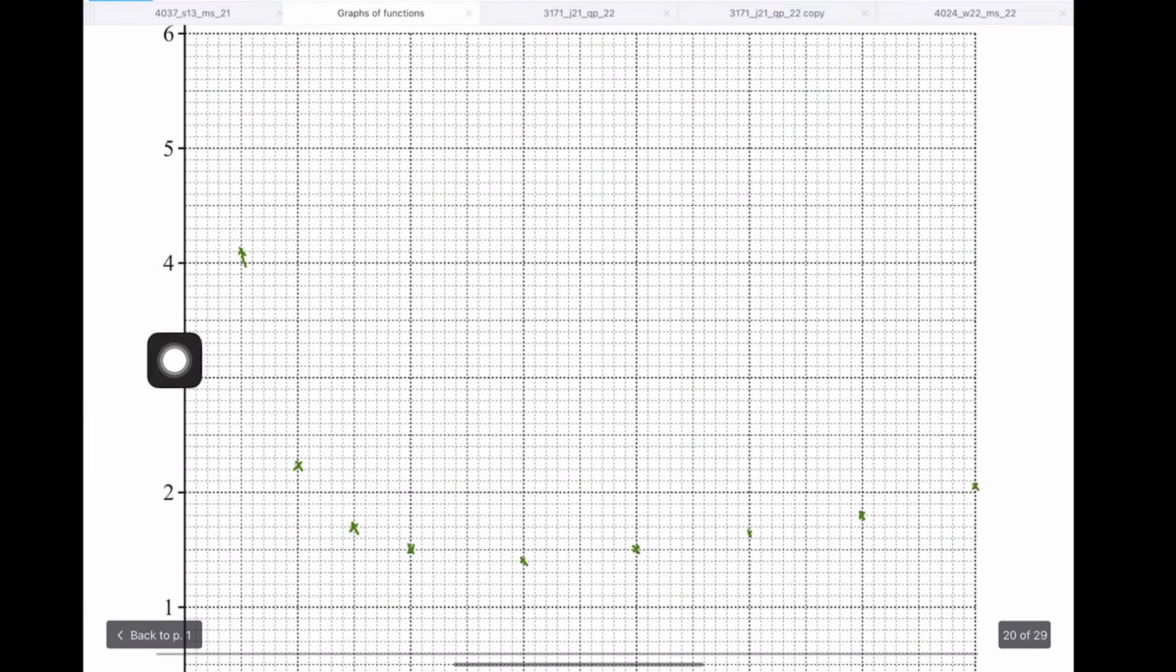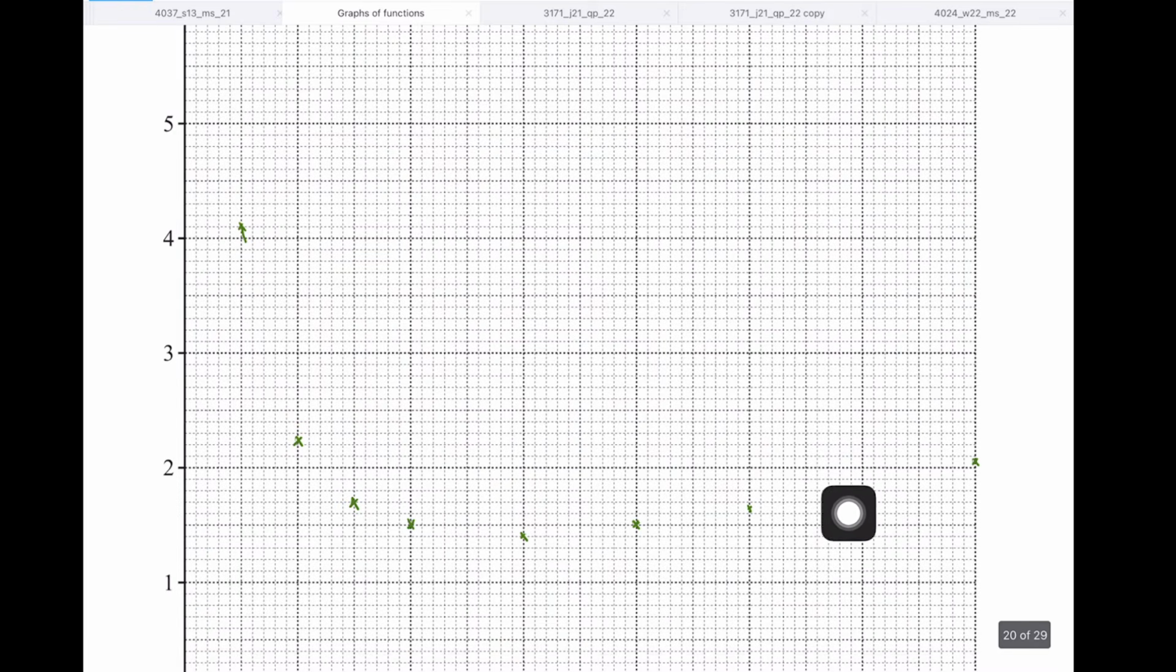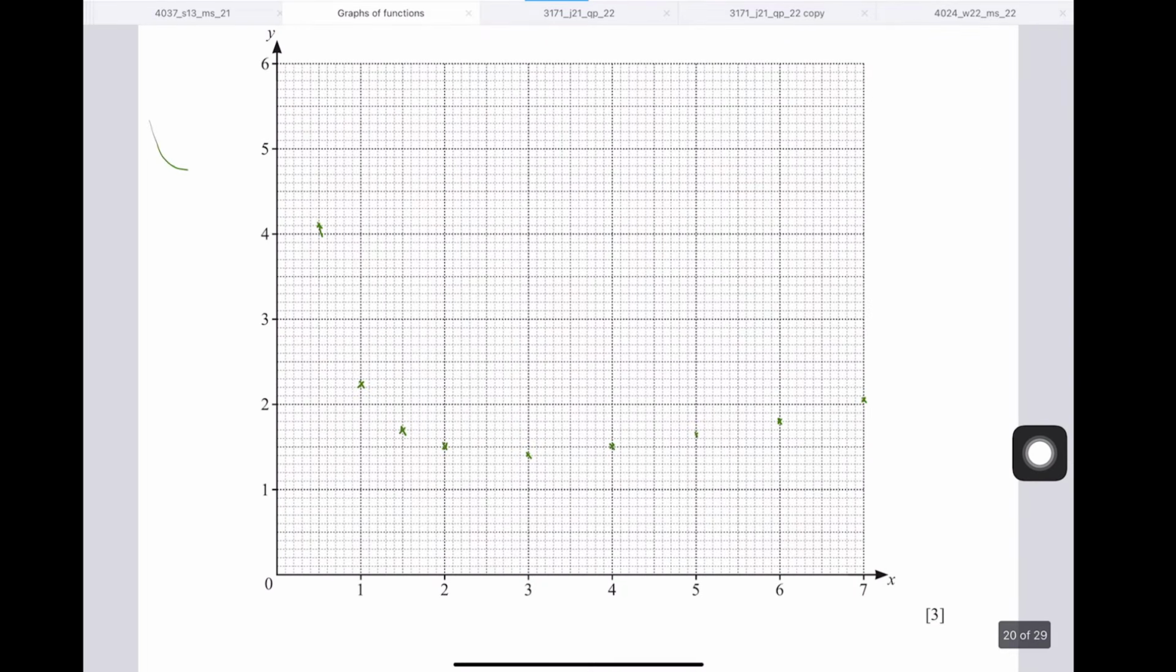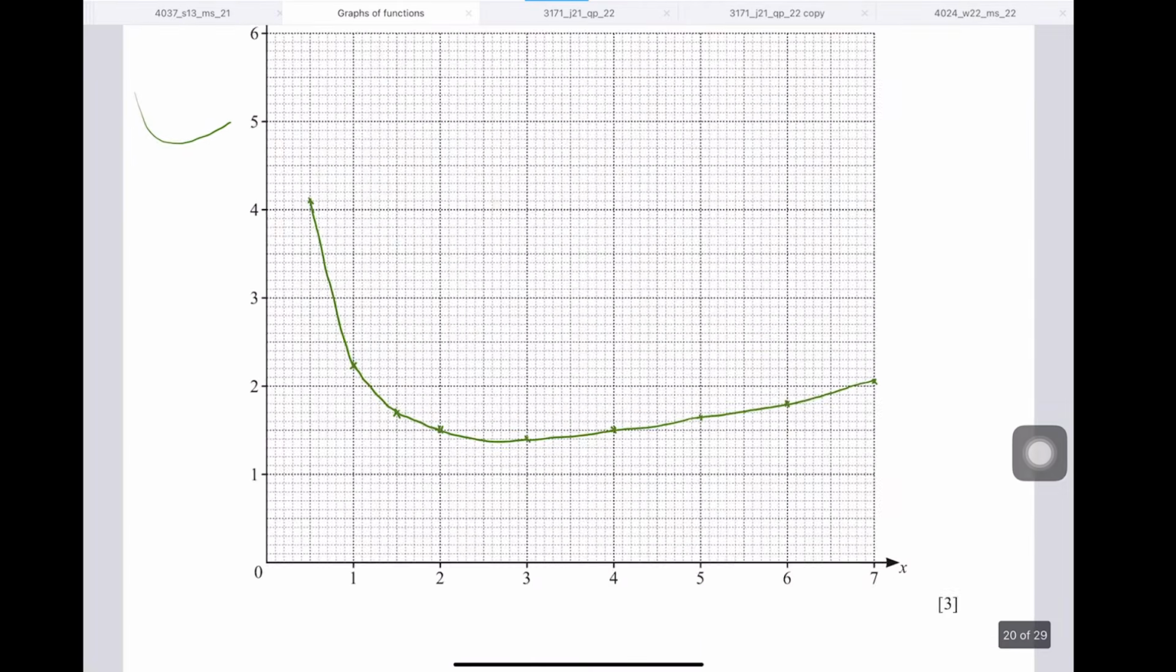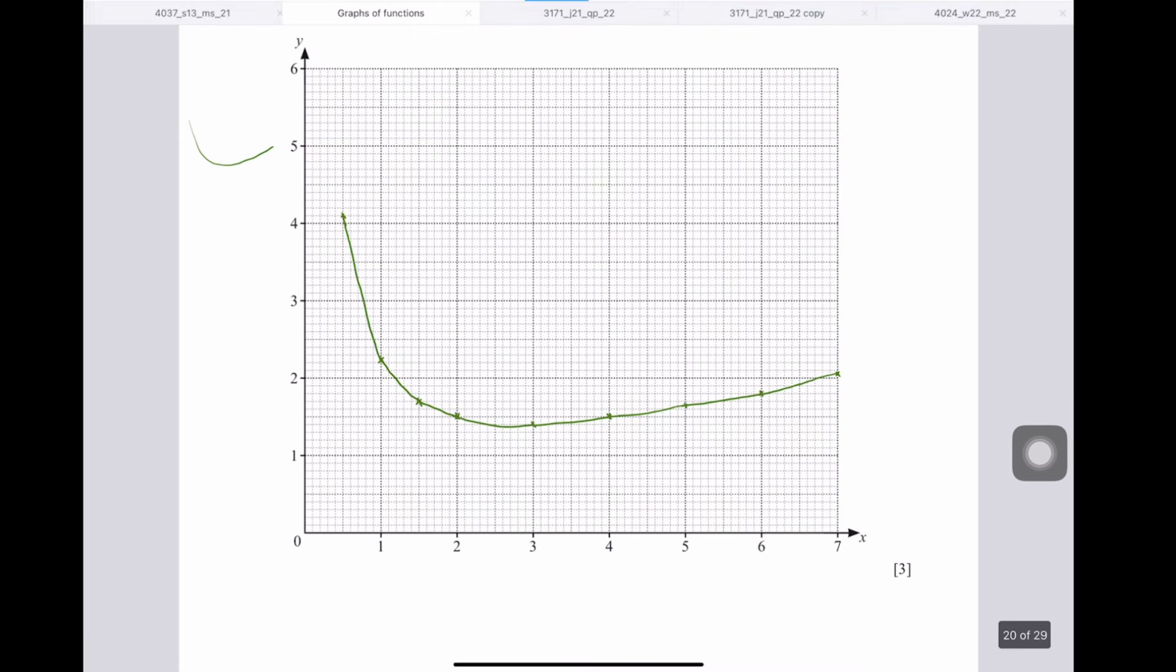Again, let's just hover a pencil over these points so we get something like this. Okay, there you go. So that's it. The curve is made. How many marks?